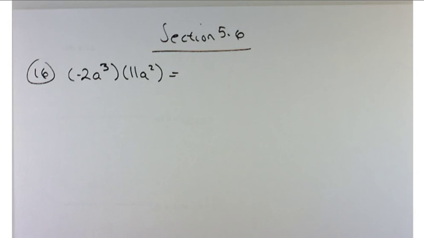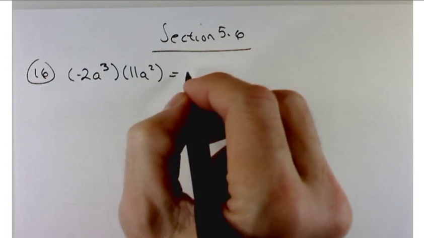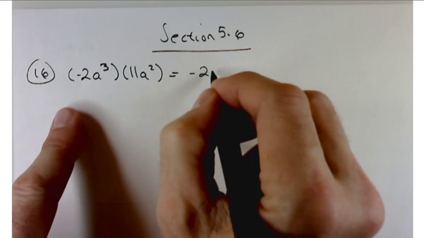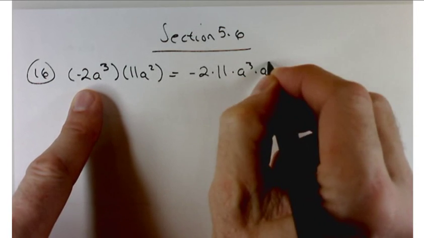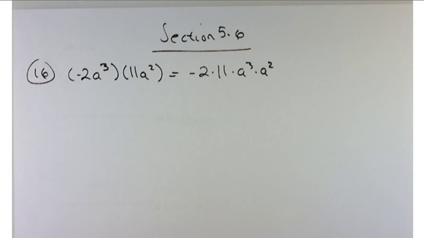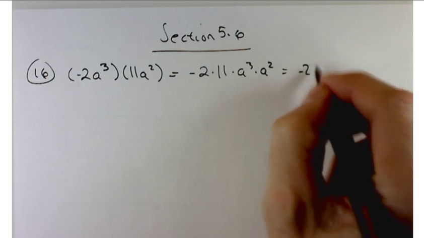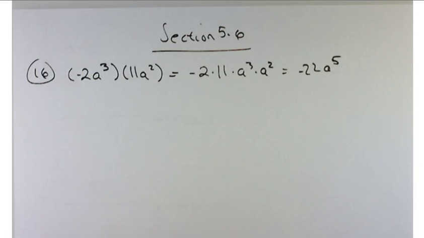Now for this first one, I'll kind of do this in slow motion, but the rest of these I think we'll do a little bit faster. I'm going to rewrite this as negative 2 times 11 times a to the third times a to the second. And all I'm doing is using the commutative properties of multiplication to rearrange these things. All right. Now I'm ready for your answer. What do we get when we multiply this again? Minus 22. Yes, good. You add those together.